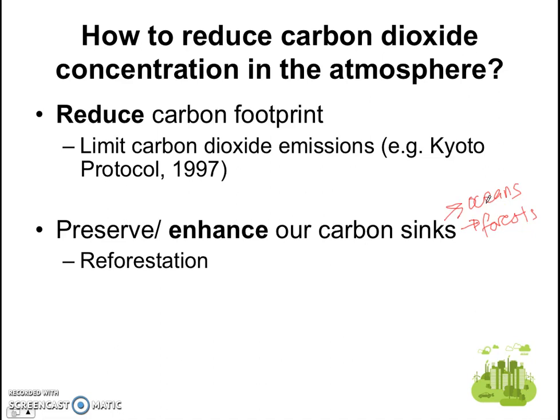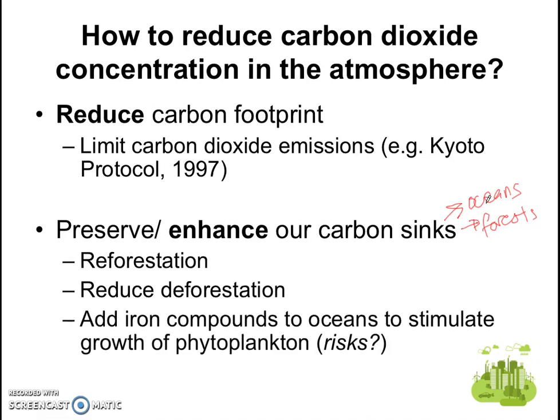More trees equals more removal of carbon dioxide from the atmosphere. We can reduce deforestation, cut down fewer trees. And there's this interesting method as well, which is adding iron compounds to oceans. And apparently this helps to stimulate the growth of those photosynthetic phytoplankton so that they can absorb more carbon from the atmosphere. But I'm sure that adding iron compounds probably results in some risk as well.